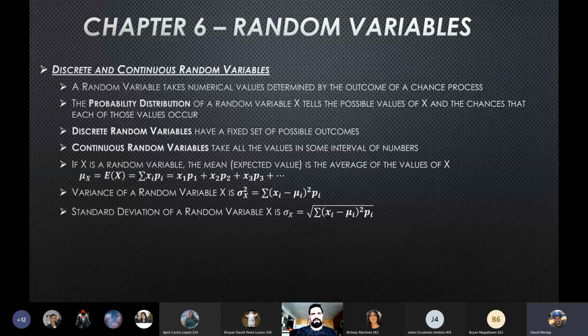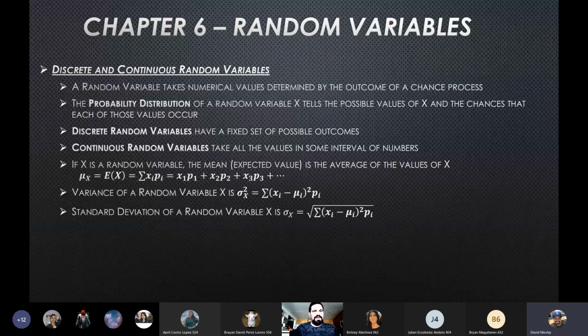So that leads us into chapter 6, random variables. We have discrete and continuous random variables. A random variable takes numerical values determined by the outcome of a chance process. The probability distribution of a random variable x tells the possible values of x and the chances that each of those values occur.